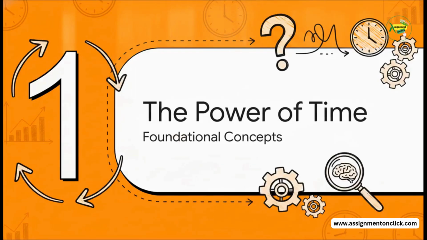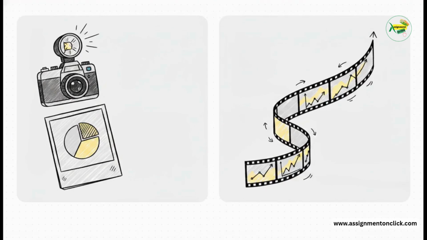All right, section 1, the power of time. We need to get these core concepts down before we even touch the software. The contrast here is huge. Think of static data as just a snapshot, a single photograph comparing independent categories where the sequence just doesn't matter. But business is a movie.